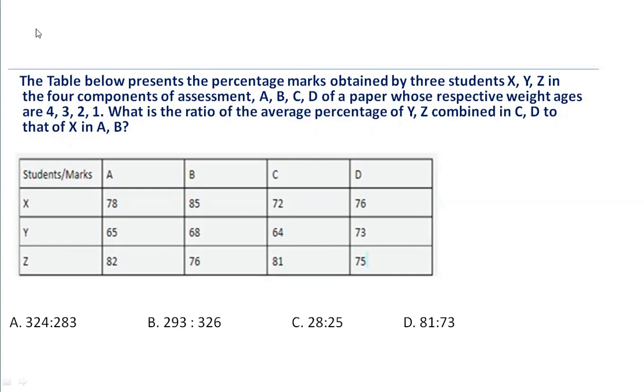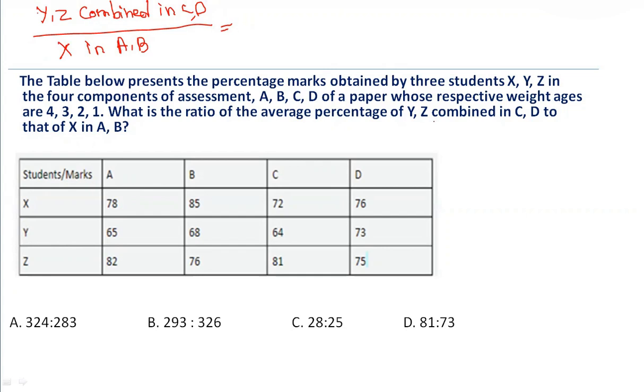Ratio of whom? Ratio of Y and Z combined in C and D. That is the numerator part, Y and Z combined in C and D. And what is the denominator part? The denominator part is X in A and B. So we can individually find the numerator and the denominator, and then finally substitute them into this ratio.